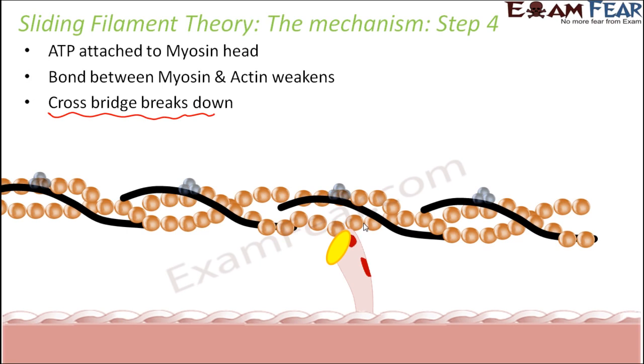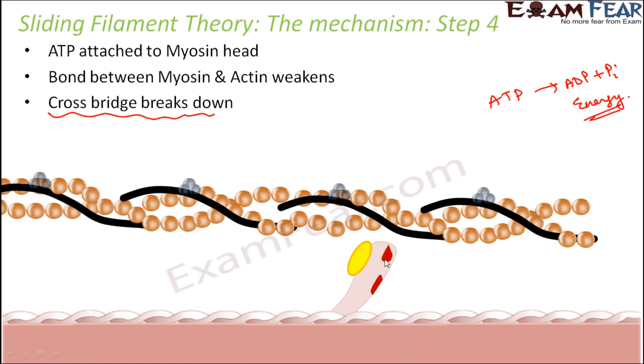Now, when the bond weakens, what happens? The cross bridge breaks down. Now, the cross bridge breaks down, and then what will happen to this ATP? This ATP which is present here, again the same process will take place as I discussed in step 2. This ATP will again get hydrolyzed to form ADP and inorganic phosphate and a lot of energy. So when energy is released, myosin will get activated, it will again form a bond, and then that will lead to step 3 where sliding will occur.